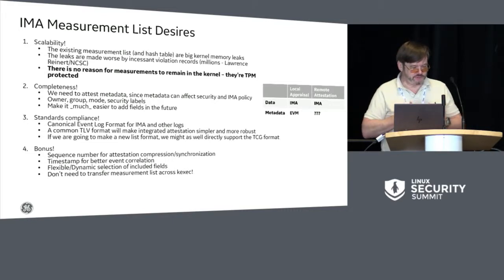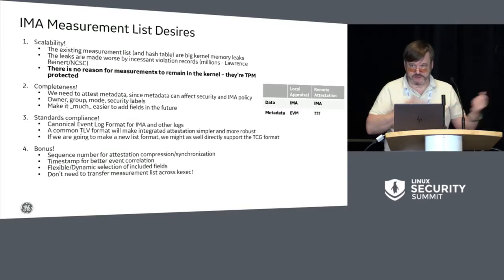Some additional bonus things that we're looking at here: sequence numbers for all events so that we can synchronize it wherever the data goes from kernel to user space to the attestation server. Timestamps, and this is the timestamp not on the file, but on when we actually measured the file, when we verified it, was it today or was it a year ago. Flexible dynamic selection of included fields, and some other benefits: if we move the measurement list out of the kernel, that makes some of the other operations like kexec easier.